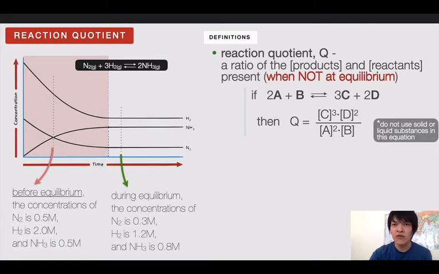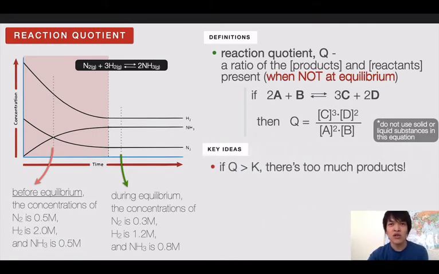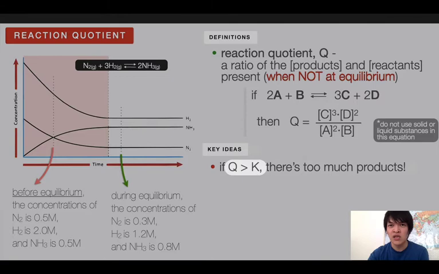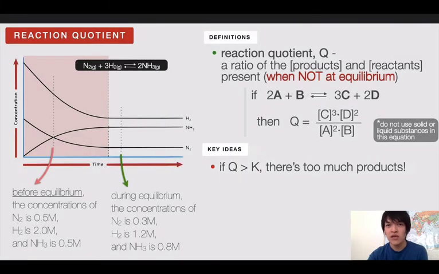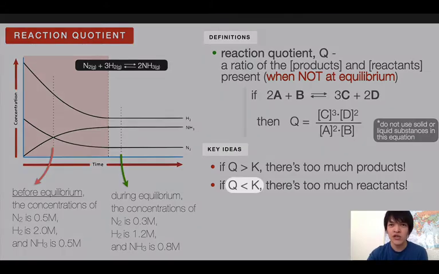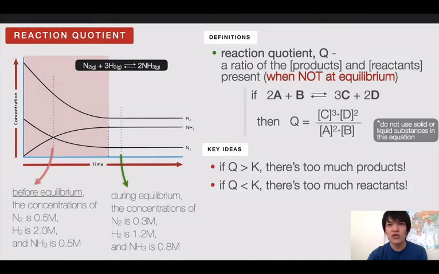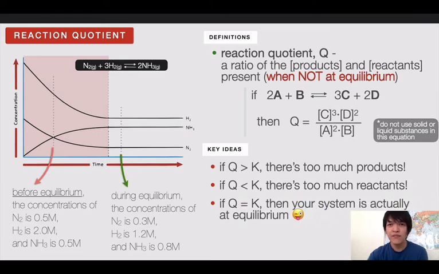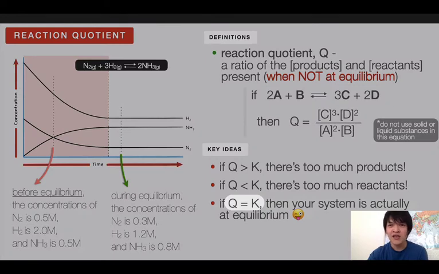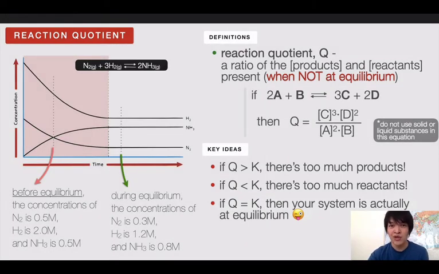If you think about the calculated reaction quotient value, you can draw some key ideas. The first idea is that if Q is bigger than the equilibrium constant, if Q is bigger than K, that means there's too much products, more products than there's supposed to be compared to the amount during equilibrium. If Q is smaller than K, that means there's too much reactants, more reactants than there's supposed to be compared to the amounts during equilibrium. Lastly, if Q is equal to K, then this means that the system is actually at equilibrium.